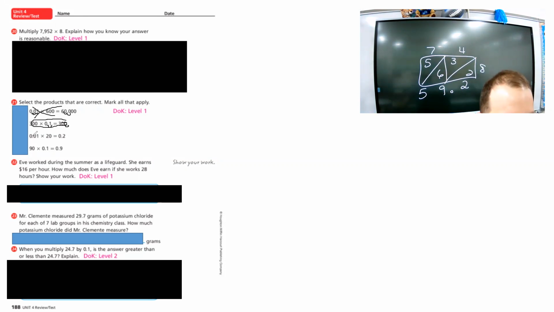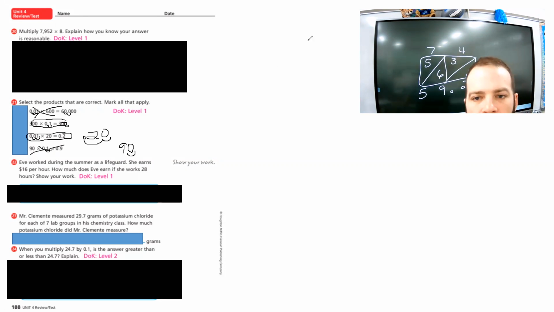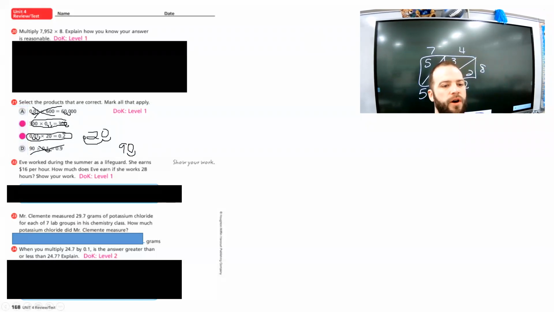And then this one's going to move over twice to turn into 1. 20 times 1 is 20. And then it's going to move back twice. So the answer is 0.2 or 0.20. Perfect. This one's good. We like this one. And then this is going to come out once. Answer is 90. And then it's going to move back in once. Answer should be 9. That one's fake news. So false, true, true, false.